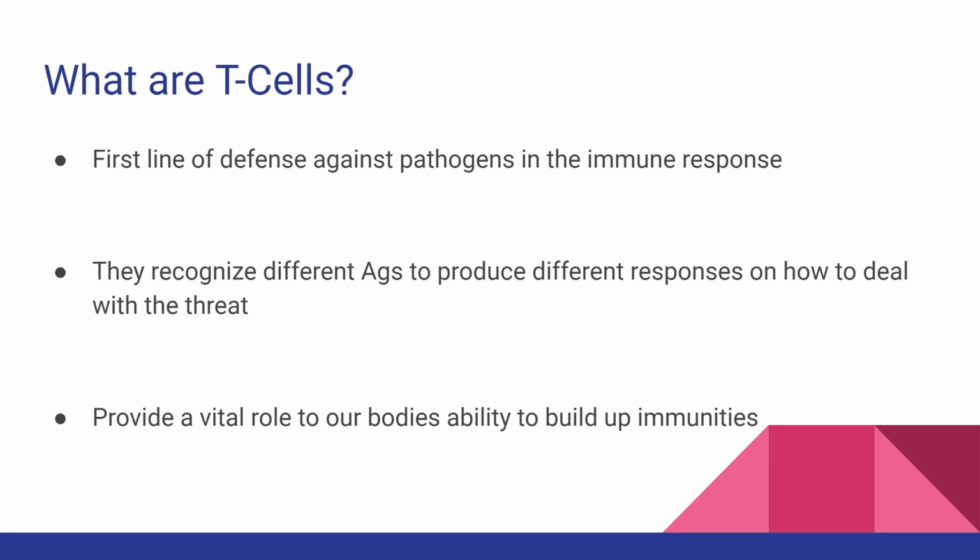So, what exactly are T cells? Well, T cells are the first line of defense against pathogens in the entire immune response for the human body. Essentially, they recognize different pathogens through these antigens (AGs) to produce different responses on how to deal with the threat. So, if you get infected with something, that AG will start an effector response, which will then start the process to create T cells, and the T cells will go and fight whatever the infection or virus is that is causing you problems, and try to get rid of it and get you healthy again. And lastly, they probably serve the single most important role in our bodies: building up immunities towards any of these pathogens that can cause us harm.